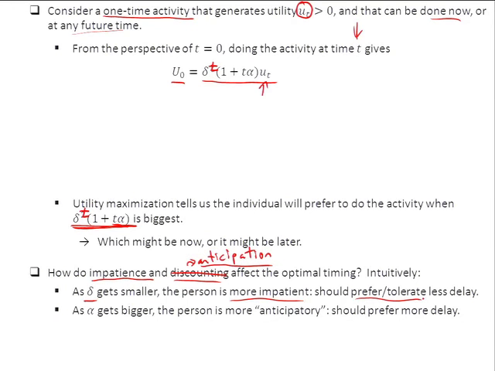Because pushing it out into the future means the anticipation just fades out. As alpha gets bigger, which means the person is more, quote-unquote, anticipatory, then they should prefer more delay. The more weight you put on anticipation, the more you should want to push this thing out. So you've got impatience pulling the kiss closer in time, you've got anticipation pushing it out. And which one wins is going to depend upon the strength of these two factors.